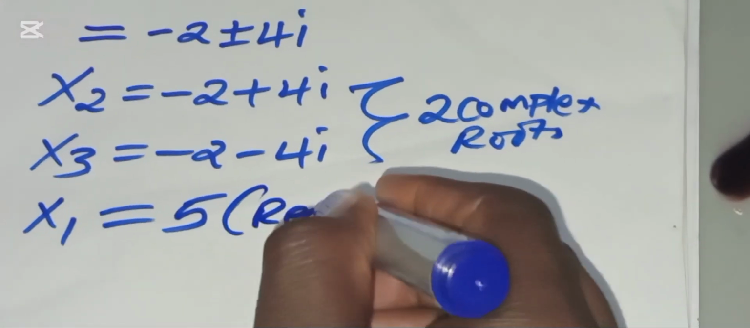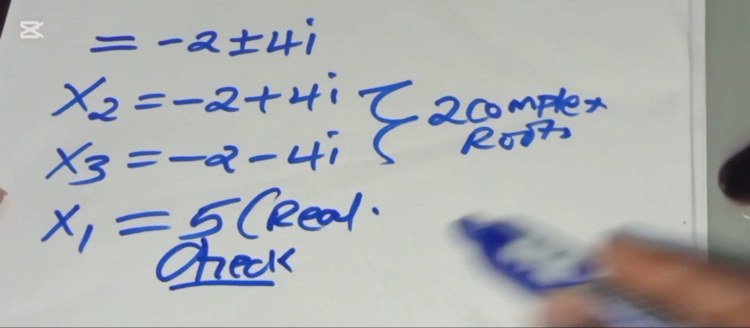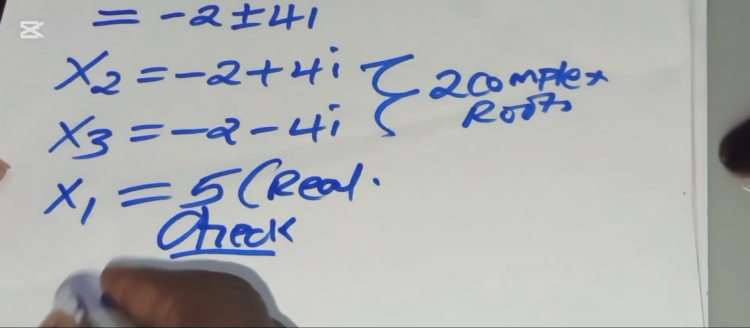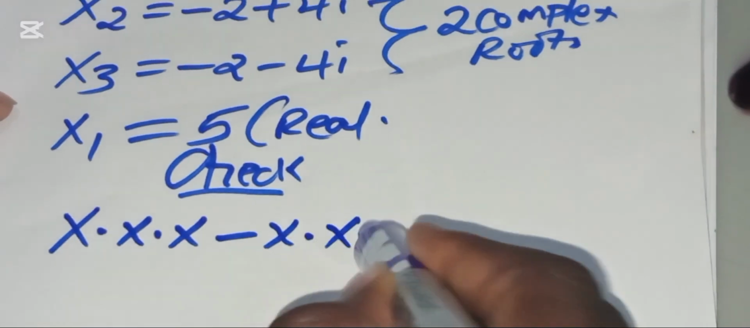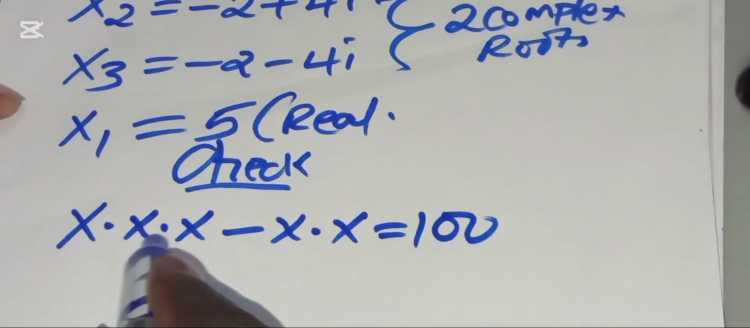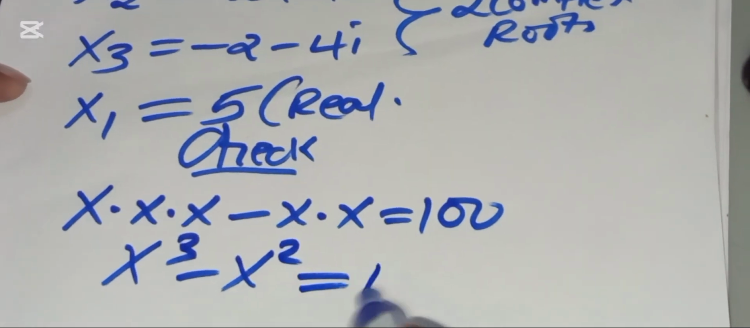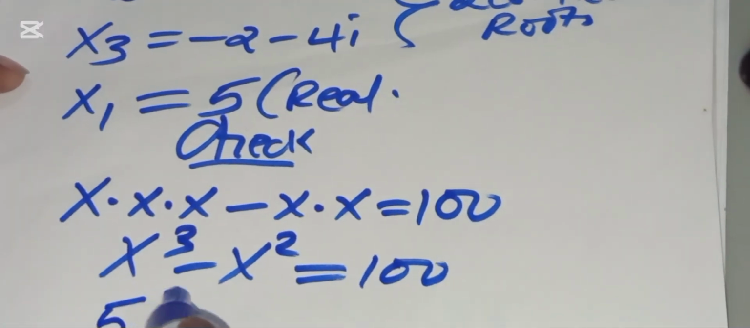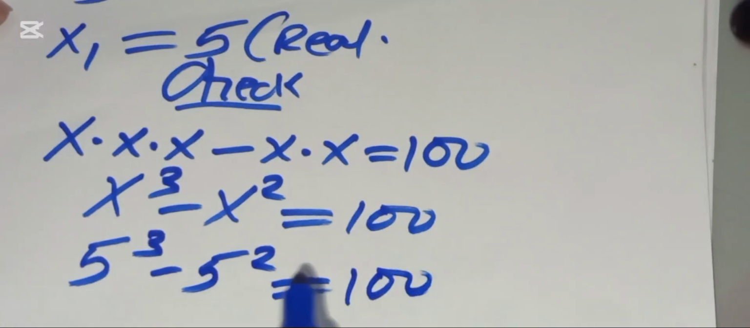Okay? Now let's check if this real solution, which is 5, satisfies the equation. Now, if you recall, we started at x multiplied by x multiplied by x, subtract x times x. This should give us a value of 100. Okay? And this x times x times x is x cubed minus x times x, which is x squared. This is equal to 100. Substitute the value of x, which is 5. So this is 5 cubed minus 5 squared. This should give us a value of 100.